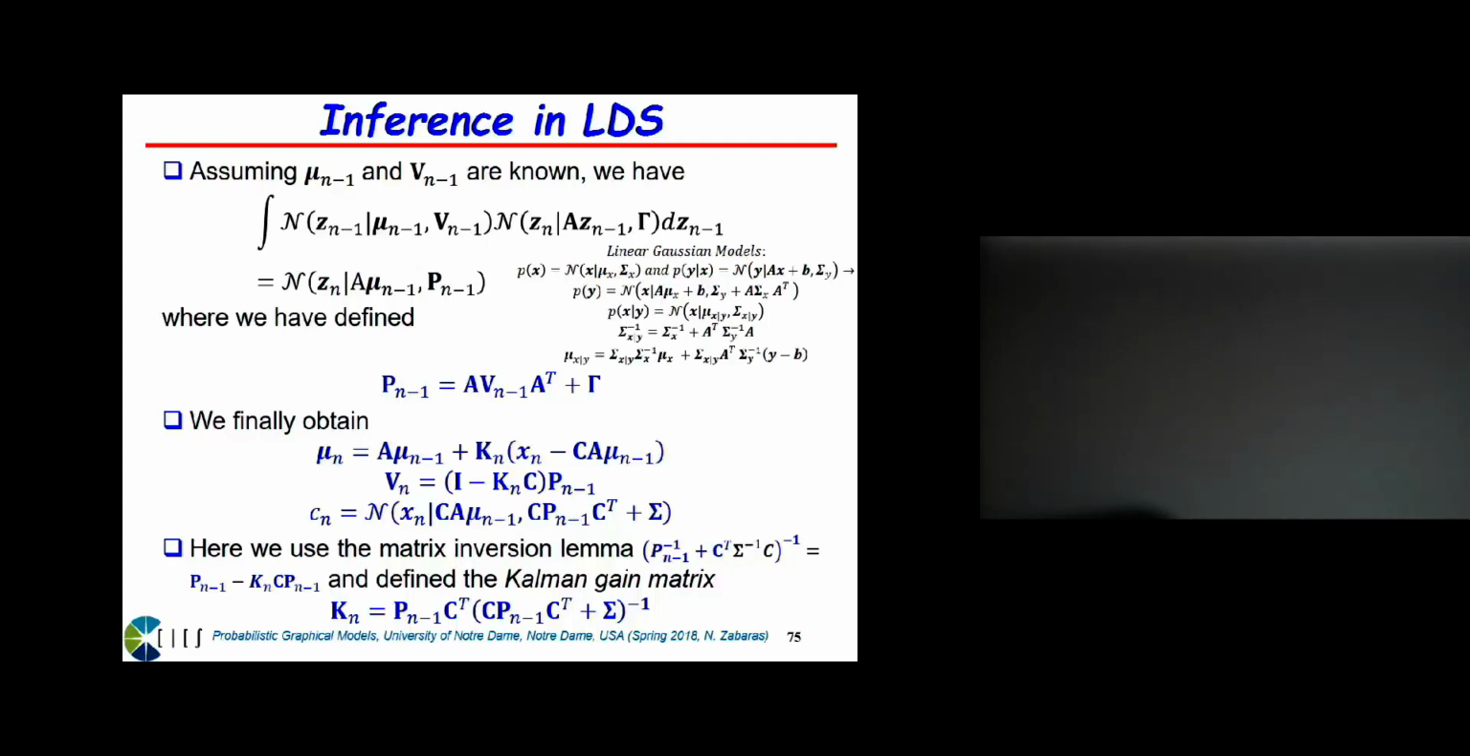So this integral, I can write it as a Gaussian that looks like that, and it comes up that the mean is A times mu n minus 1, and the variance is Pn minus 1, which comes from this nice formula. You don't have to believe me, because this is the variance, you plug it in, and that's what you get. Obviously I'm putting n minus 1 everywhere, because all the variables here refer to time n minus 1. So we call this intermediate matrix Pn minus 1.